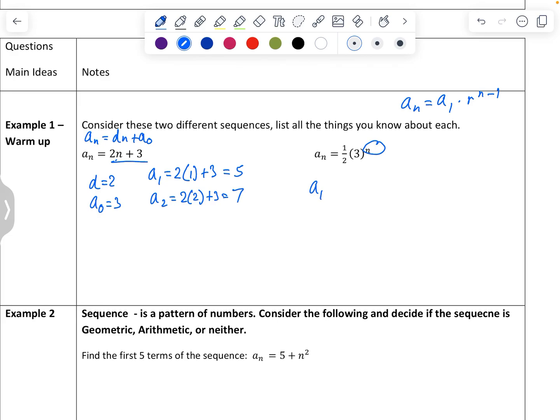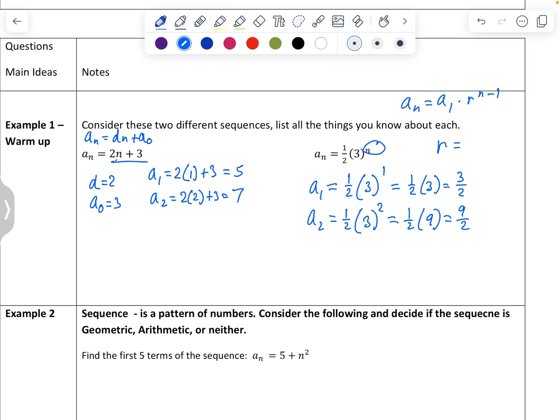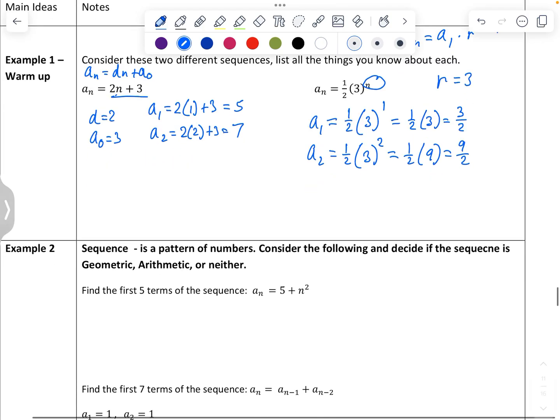So for this one, we could conclude that our a sub 1 is actually not going to be 1/2, because if we plug it in, it's going to be 3 to the 1 power, which is 1/2 times 3, which is the same as 3/2. So that's the first term, and then we could continue with that. But the second term, we would notice, is 1/2 times 3 to the second power, which is 1/2 times 9, which is 9/2. It's still increasing by a factor of 3, so we know that our rate is 3, and then these would be the first two terms. But this would be geometric.